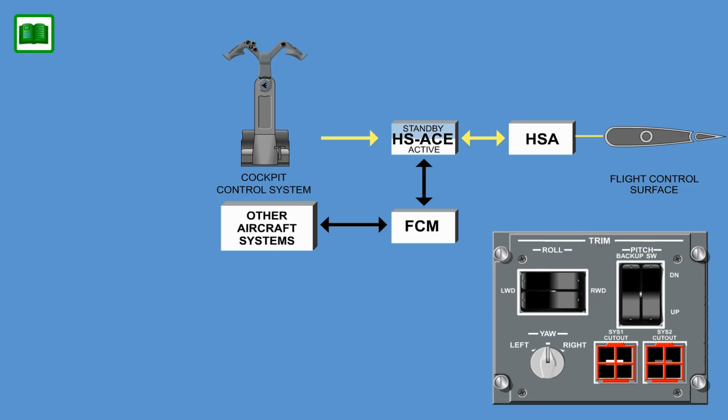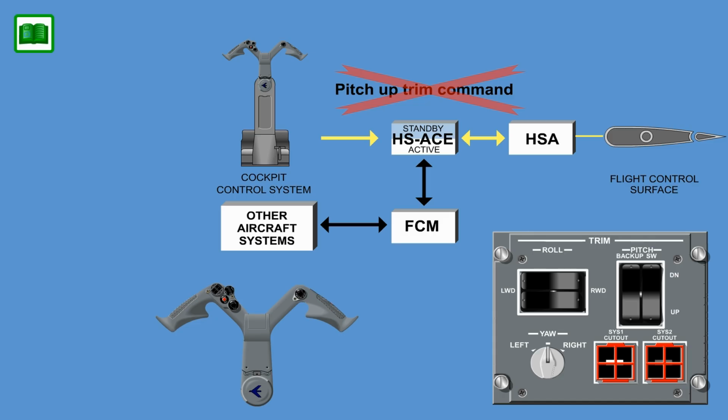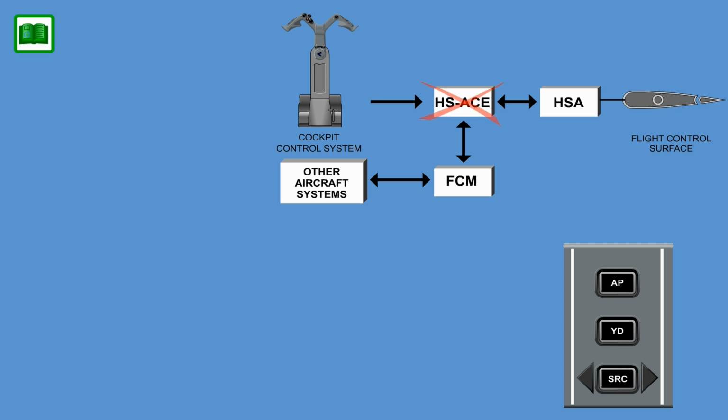In case of stick shaker activation, the HSACE is prevented from responding to any pitch-up trim commands by a stick shaker signal from the auto flight control system. In the event of a failure of the horizontal stabilizer trim system, the autopilot cannot be engaged, or, if already engaged, will disengage automatically.